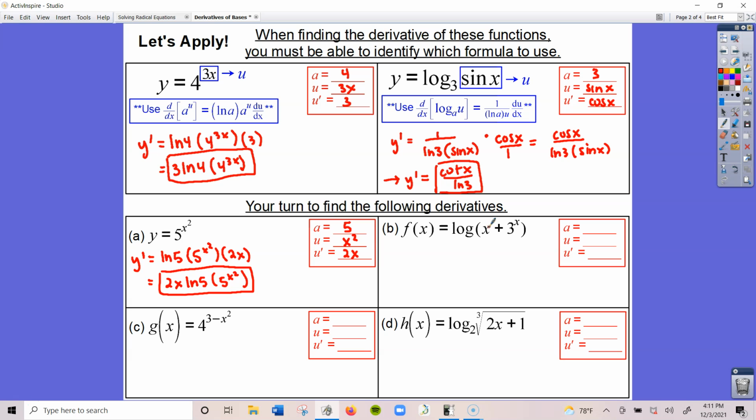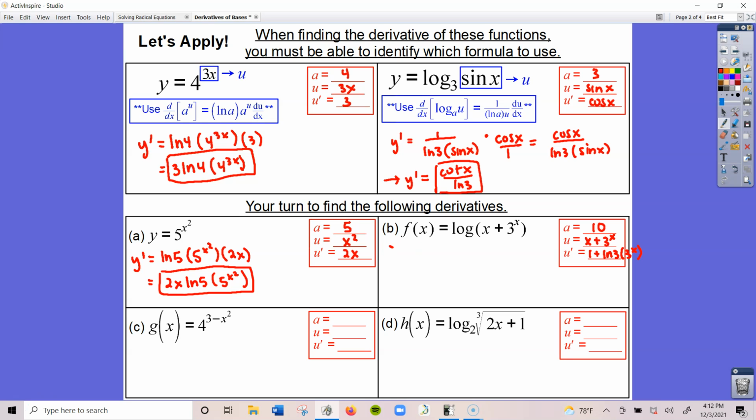Moving on to this logarithmic function. In this case, even though I don't see it, my base here is 10. Anytime you have log without a base written, the base is always going to be 10. U is everything that is inside of log, which is x plus 3 raised to the x. U prime would be 1 plus, now this is an exponential, the derivative of 3 to the x, that's the ln of the base, times the exponential.